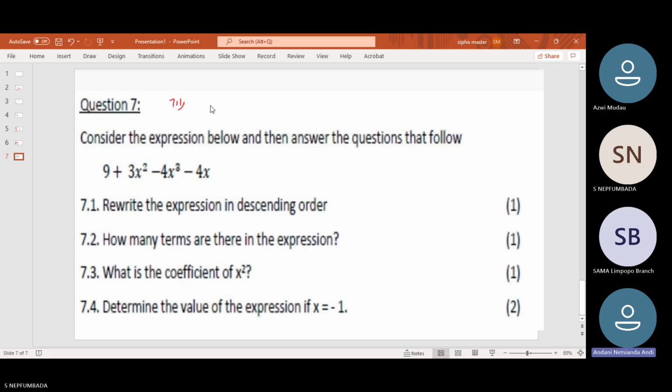7.1. 3x to the power of 2. Do you know that this is x to the power of 3? So why are you starting with x to the power of 2 while we've got x to the power of 3? 4x to the power of 3. Why are we starting with 4x to the power of 3? Where did you leave this negative?